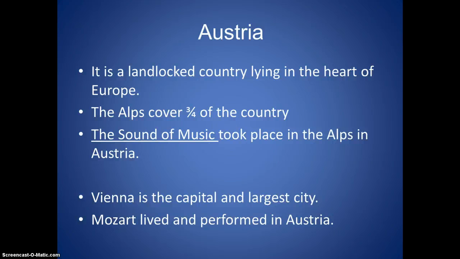Austria. Austria is a landlocked country, meaning it does not face any water. There are countries on all sides of it, and it lies in the heart of Europe, so roughly about in the middle. The Alps cover nearly three-fourths, or 75% of the country, and kind of a unique little bit of trivia: The Sound of Music took place in the Alps in Austria, so if you ever watch that or have watched that, that's where most of that took place. Vienna is the capital, and it's in fact the largest city. And the famous composer Mozart lived and performed in Austria.